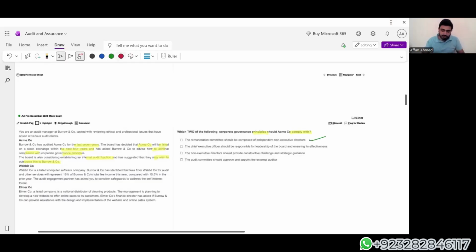Next, the chief executive officer should be responsible for the leadership of the board and ensuring its effectiveness. So tell me one thing. If I'm telling you that the person running the company is going to make the decisions for the shareholder as well, he's going to represent the shareholder as well. That's not true. That should not be done because he is getting excessive power in his hands. It will be difficult for him to basically get the total outcome of the results that we want.